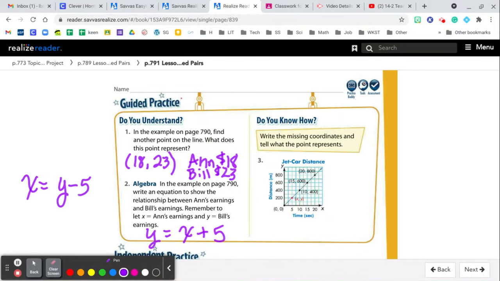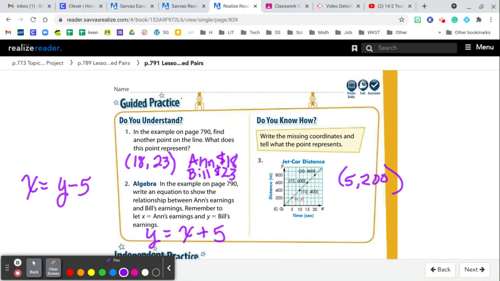And that is algebra, using those letters, the variables, to represent values that might change. Write the missing coordinates and tell what the point represents. So we're looking to see what that x, y is. And if I were to label x, y, it's over 5 and up 200.